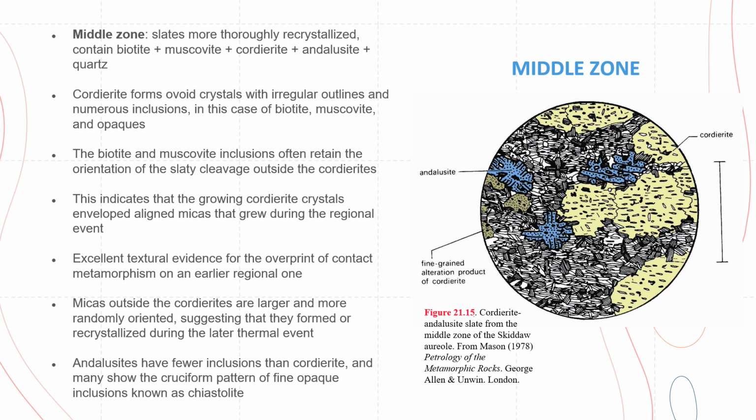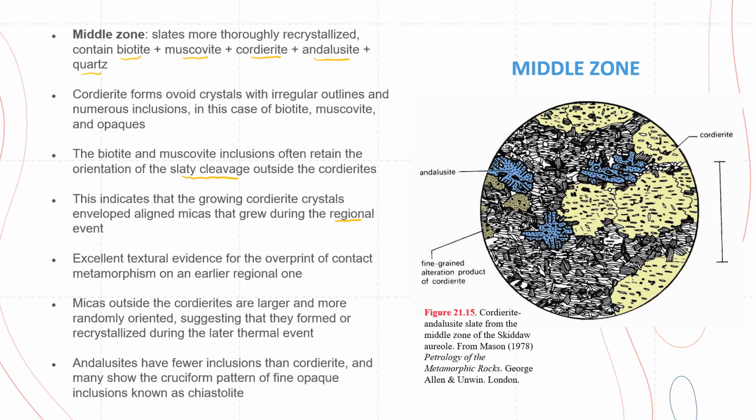Next, in the middle zone, the slates are more thoroughly recrystallized, and we have biotite, muscovite, cordierite, andalusite, and quartz. So cordierite forms ovoid crystals with irregular outlines and numerous inclusions. So in this case, we have inclusions of biotite, muscovite, and opaques. So the biotite and muscovite inclusions often retain the orientation of the slaty cleavage outside the cordierite, and this indicates that the growing cordierite crystals envelope aligned micas that grew during the regional event.